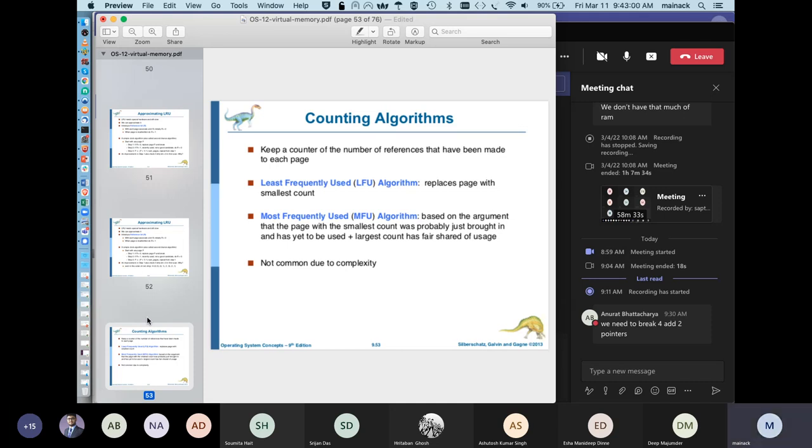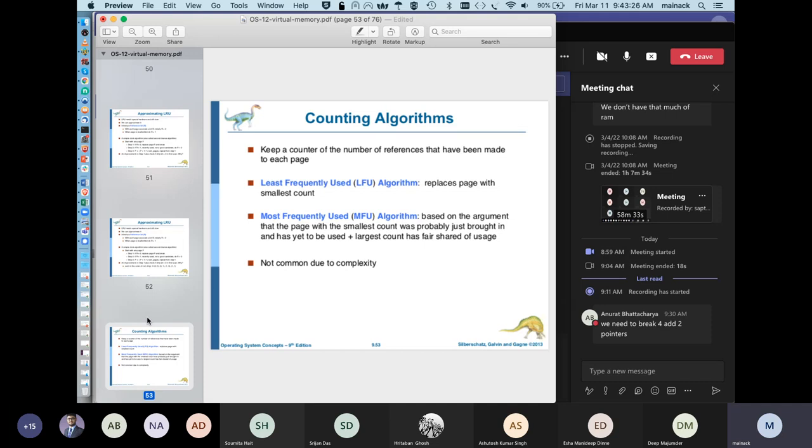On the other hand, on the totally diametrically opposite side, the MFU algorithm says no, replace the one with the highest count. The rationale is that the page with the smallest count is possibly the one which was just brought in. That's why no one has accessed it yet. So if you just remove the page, then you need to bring it back again.